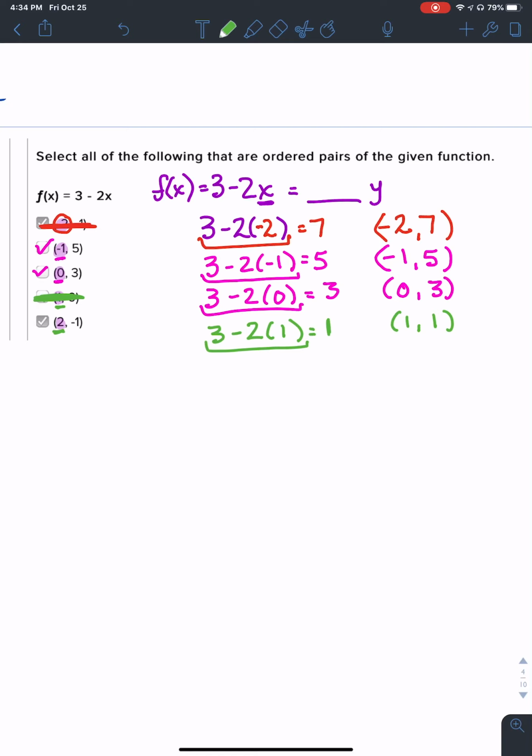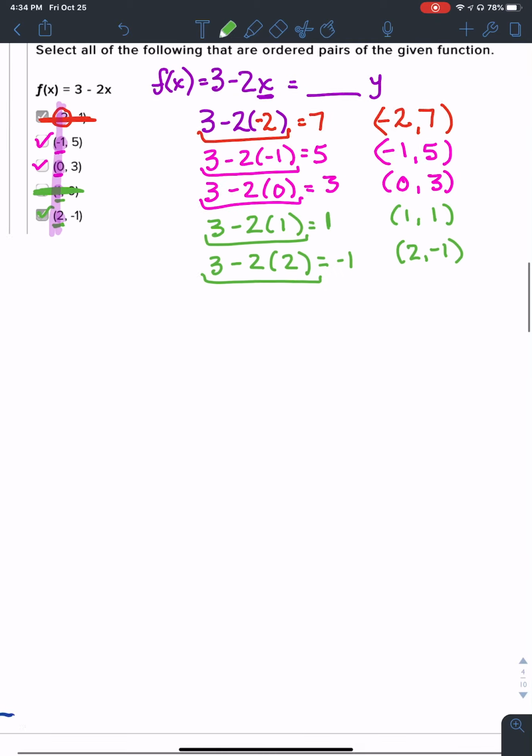Okay, next one plugs in 2. So if I plug that in my calculator, I get -1. So 2, -1, which matches that. So you're just trying to see how many of those actual points work. So just make sure when you're looking at it, you're checking all the x values and plugging them in to see if the y value matches it.